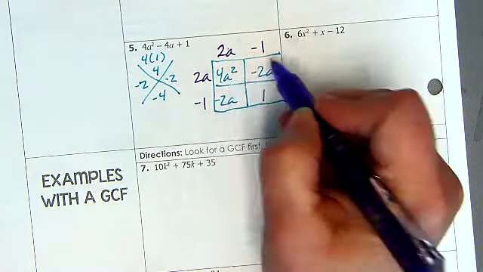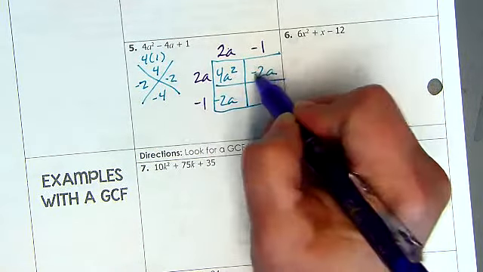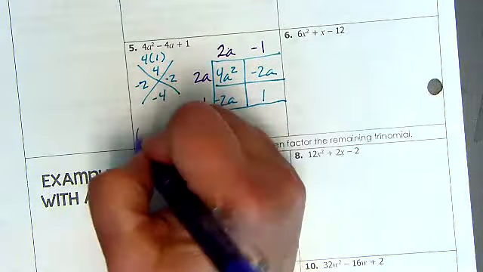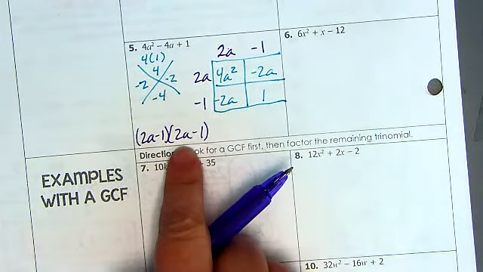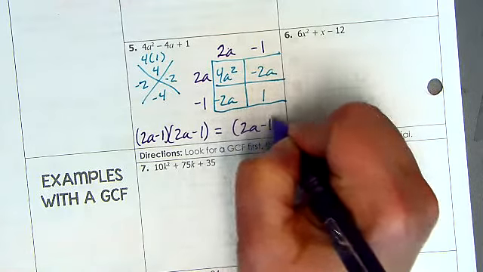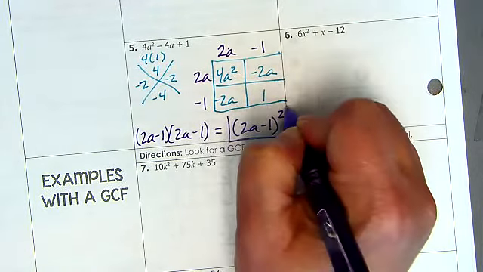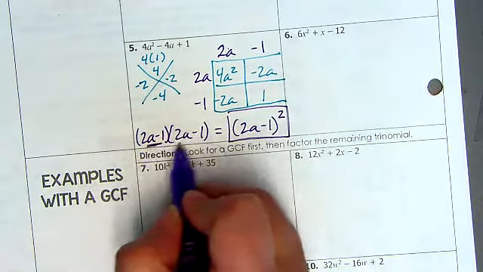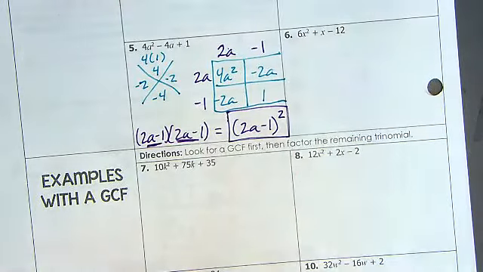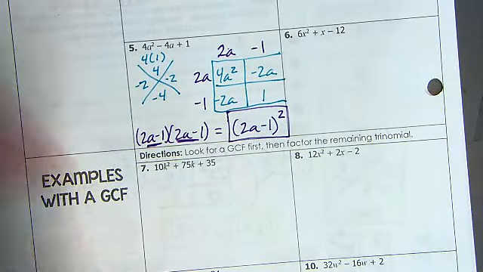2a times 2a is 4a squared. -1 times 2a is -2a. 2a times -1 is -2a. -1 times -1 is 1. So we're good. What we notice here is we have 2a minus 1 times 2a minus 1. This right here, the final answer, is actually written as parentheses 2a minus 1 with the squared on the outside, because it is the exact same on the inside of the parentheses. So this is the way that you write your final answer. Okay, a couple of more examples, guys.